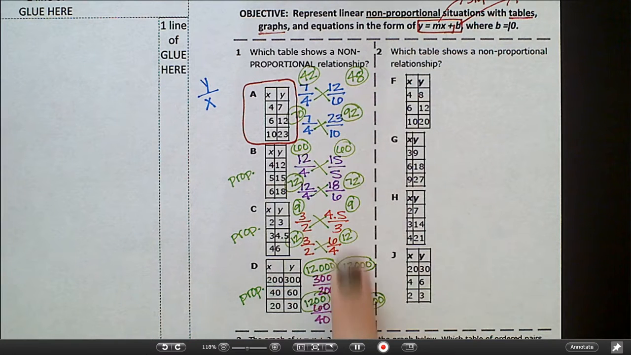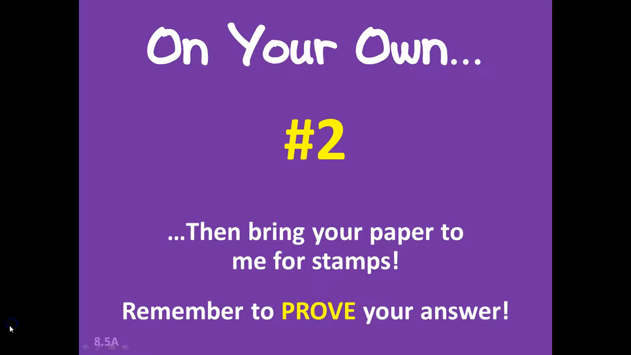See all the work that we did. If you need to pause the video and catch up so that you have all of this work on your paper, you can do that. Once you feel good about number 1, I need you to go on to number 2 and do the same thing. Again, I need to see which tables are proportional, which table is not proportional, and why. When you're finished with that, you can bring me your paper. I'll give you your stamp, and then you'll be able to move on. So please pause the video now.